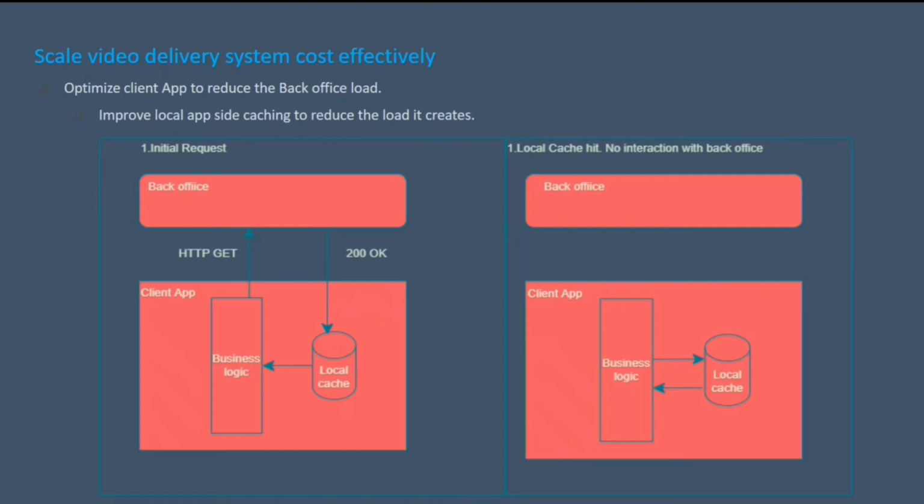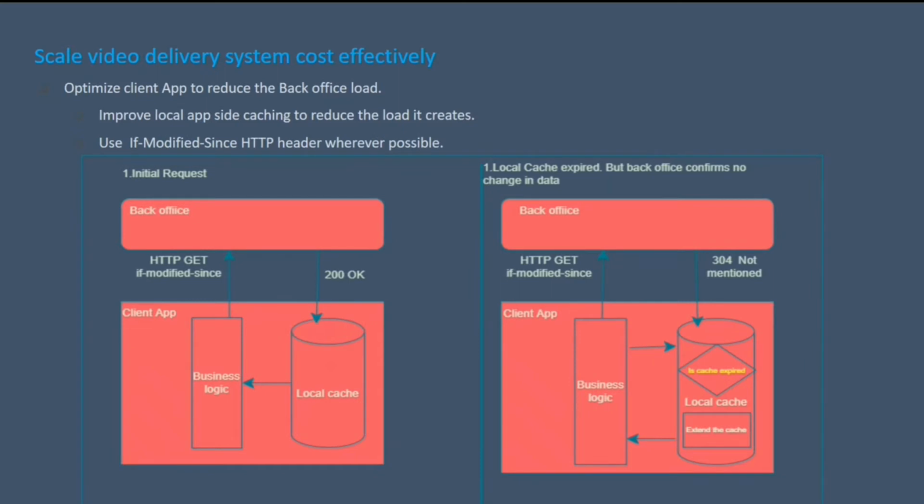The second method we tried there was to use the If-Modified-Since header wherever possible. When the client knows that a request in the cache has expired, it will again contact the server for new data with the If-Modified-Since header. In this case, the server will respond back with status code 304 if that data is still reusable.